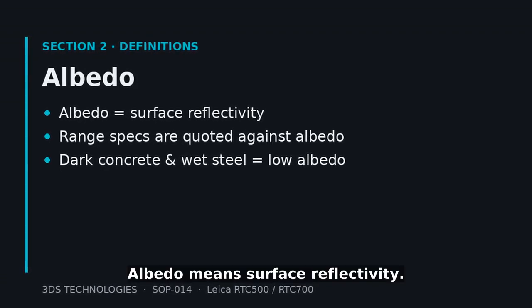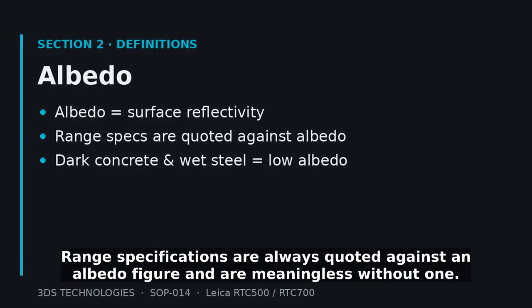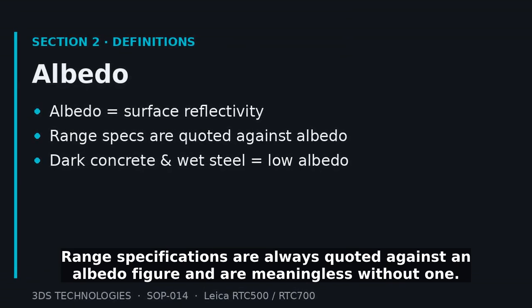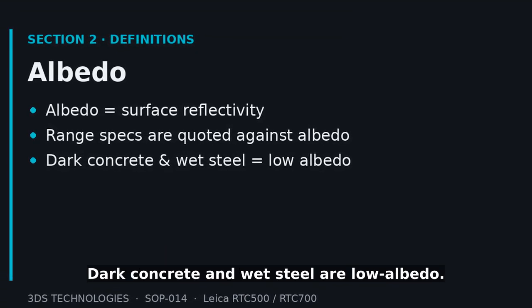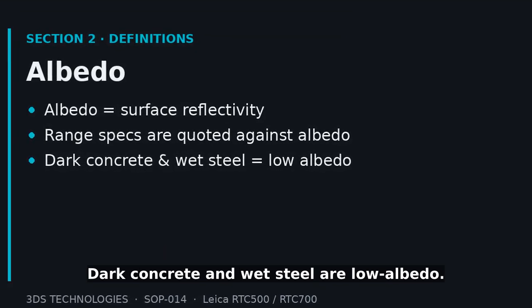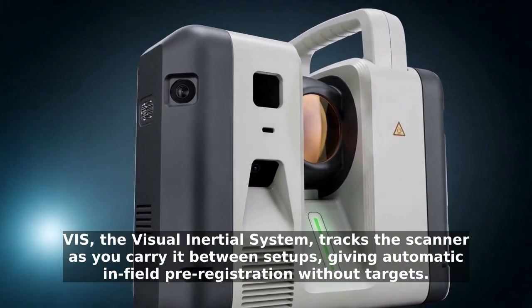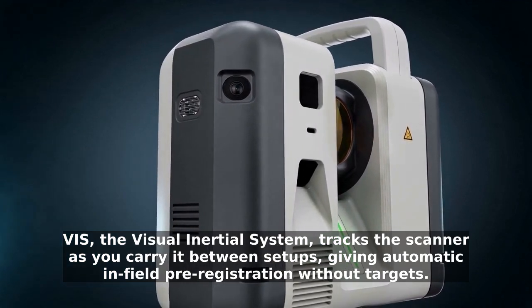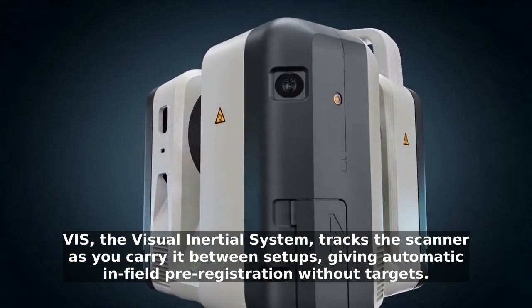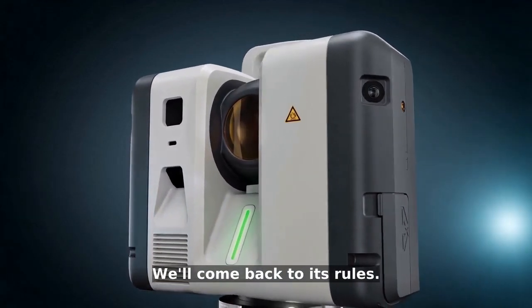Albedo means surface reflectivity. Range specifications are always quoted against an albedo figure and are meaningless without one. Dark concrete and wet steel are low albedo. VIS, the visual inertial system, tracks the scanner as you carry it between setups, giving automatic in-field pre-registration without targets. We'll come back to its rules.